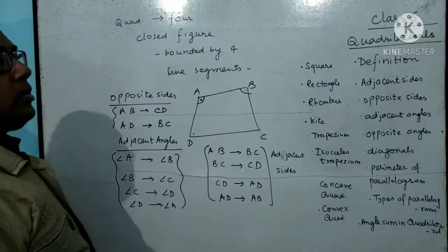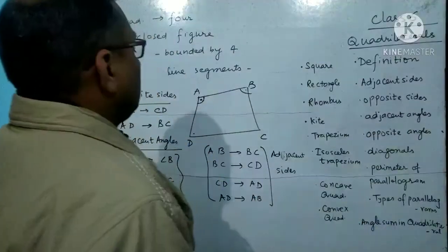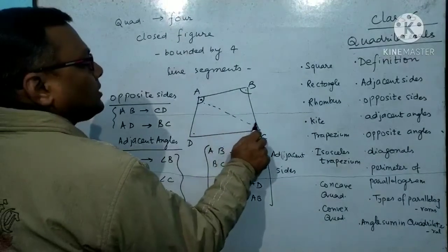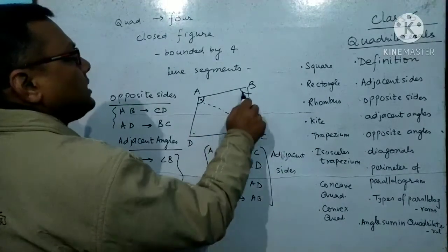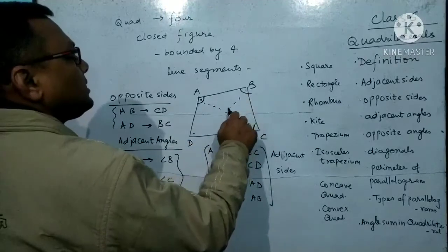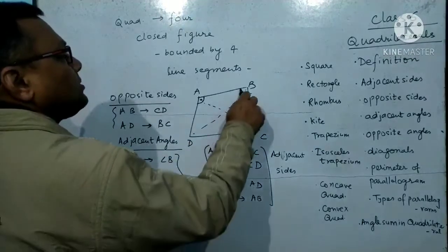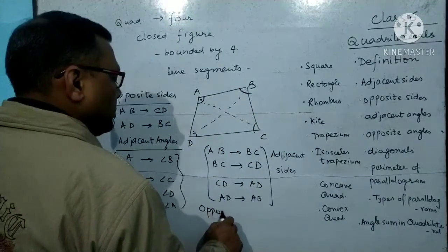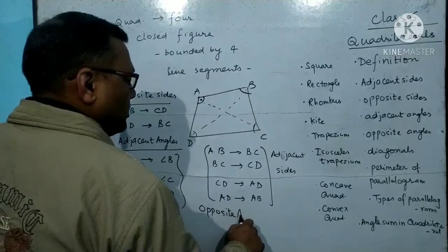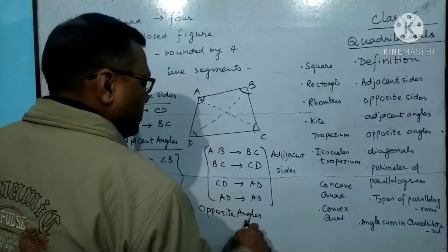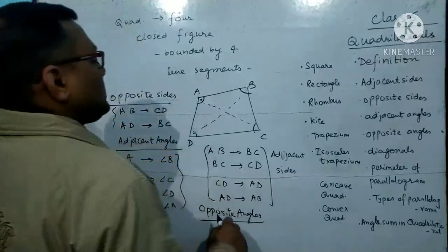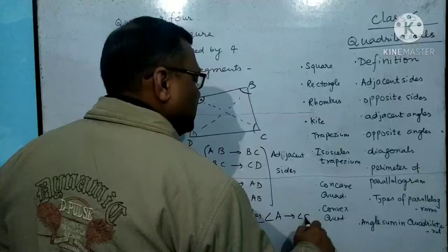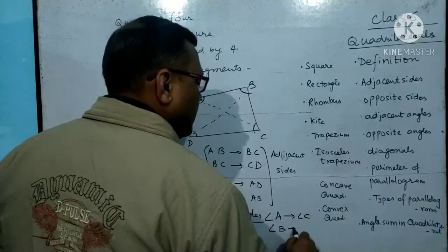Now we come to opposite angles. So which pairs are opposite angles? Like A and C, they are opposite, facing each other, and B and D facing each other. So you write opposite angles. These are opposite angles: angle A, angle C, angle B, and angle D.